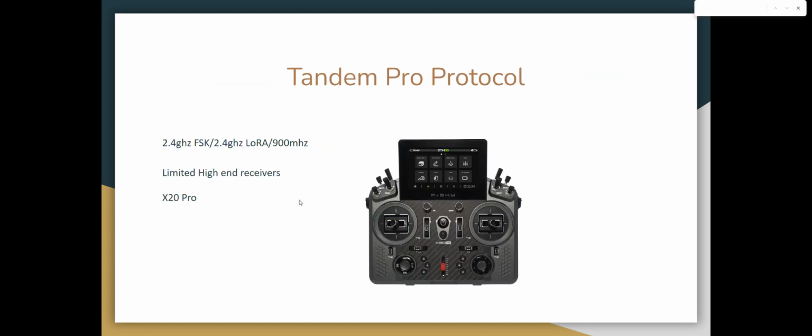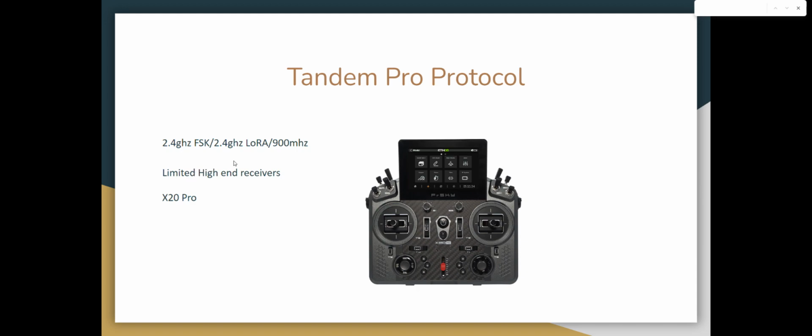So there's a new protocol that's coming out right now called Tandem Pro, and it is all of these. It's 2.4 gigahertz FSK, 2.4 gigahertz LoRa, and 900 megahertz.